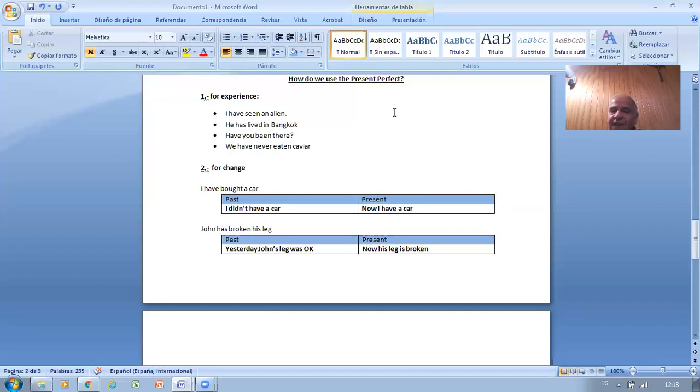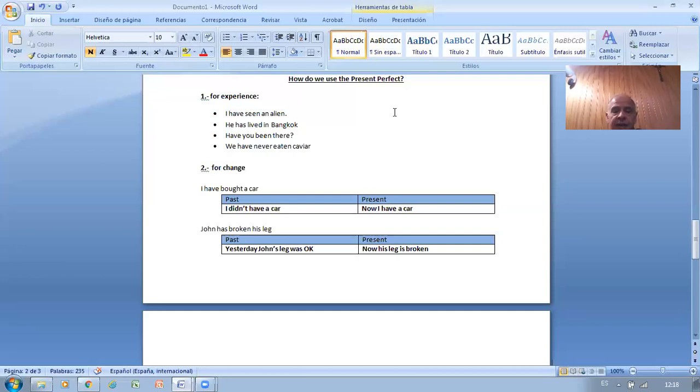Okay, so that is one thing that you use the present perfect for: to talk about an experience that you have had in your life. Another way is to talk about a change. For example, when you say, I have bought a car. In the past, or yesterday, you didn't have a car, but now you have a car. So, I have bought a car.